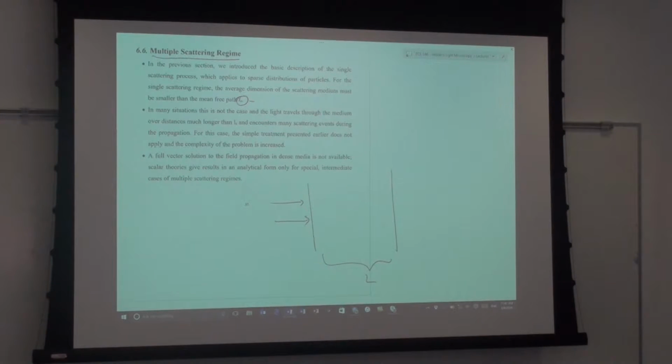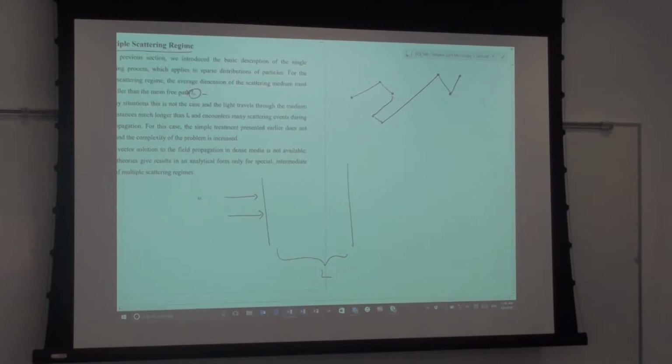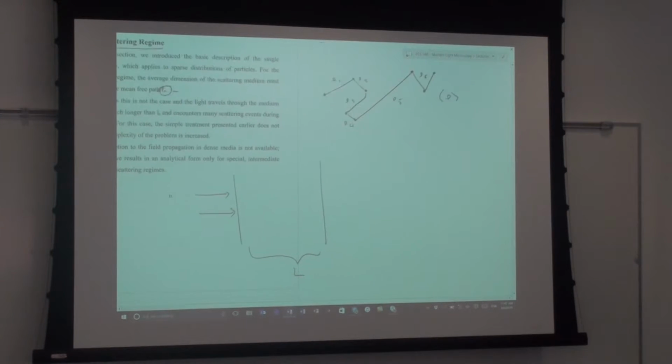You can think of this as light scattering here, and then scattering again, and again, and again. The individual steps are not the same. This is a random process. But the average distance between scattering events, L_s, is well defined, and we call that the scattering mean free path.